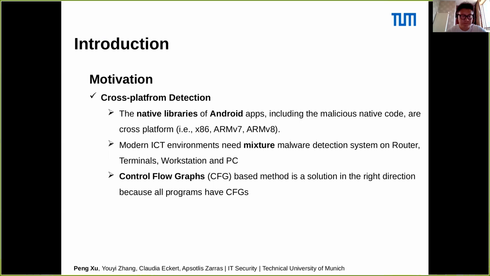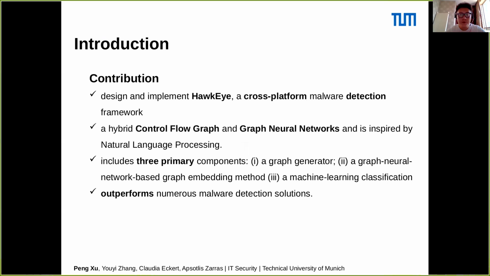So the contribution of our work includes, the first one, we design and implement HawkEye, a cross-platform malware detection system. We use the control flow graph and a graph neural network to do the graph embedding, which also uses techniques from the NLP field.